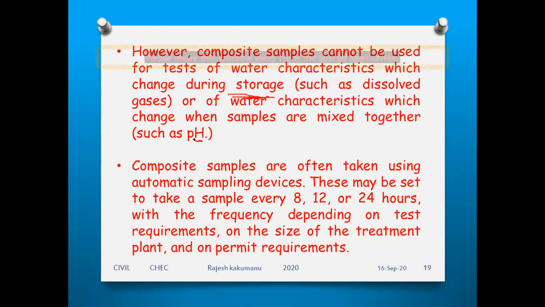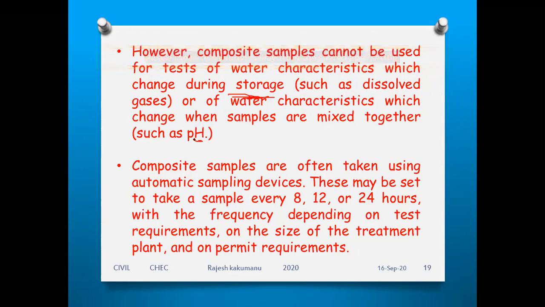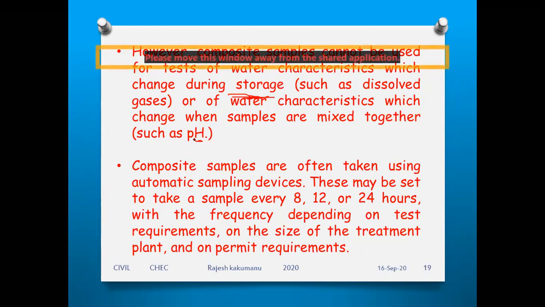So ఈ composite samples ఎలా కలెక్ట్ చేస్తాము, not just like manually done in the grab sample system. సో ఈ composite samples ని మనం automatic sampling devices ద్వారా we will take the samples. So we are setting some times, right? Every 4 hours, every 6 hours, every 8 hours, 12 hours or every 24 hours you have to take the frequency of the water sample. It depends upon the test requirements, the size of the treatment plant and the permit requirements. So it depends upon the design of the water treatment plant, the capacity, the permit requirements, the labor; based on that we have to decide the frequency of taking water samples in the composite system.